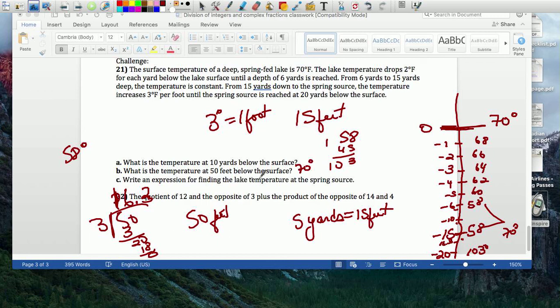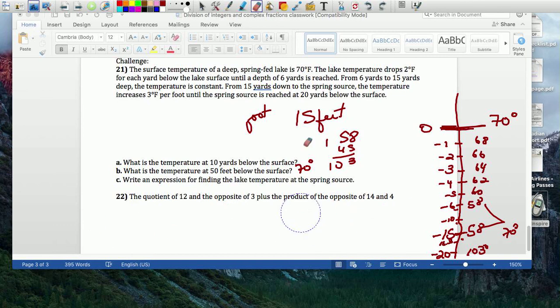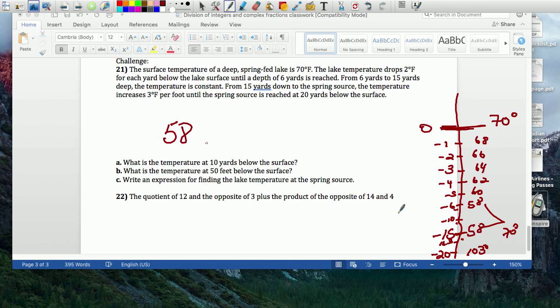Write an expression for finding lake temperature at the spring source. To find the temperature at the spring source, I already did find the temperature at the spring source. So the temperature at the spring source is going to be this expression. It's going to be 58, right? Because we're going to start at 15 here. So from here to here, it's 5 yards or 45 feet, right? It's going to be your base temperature.